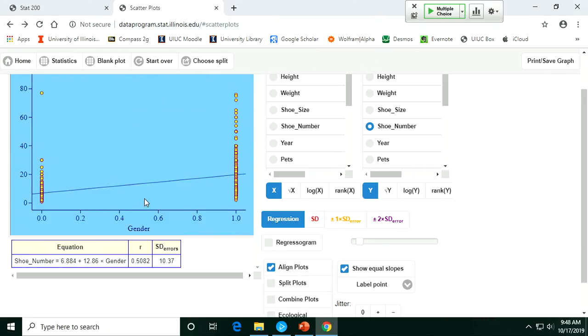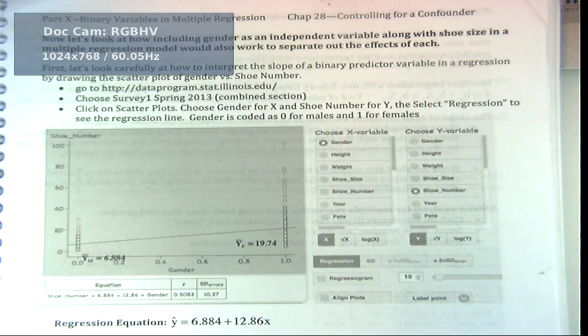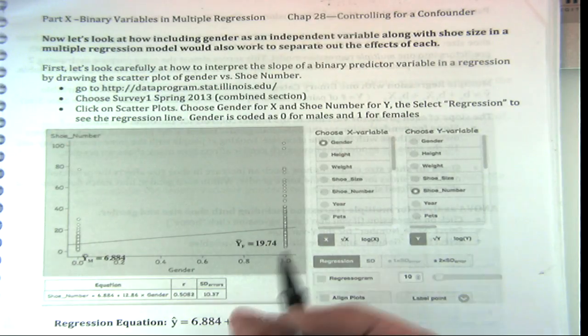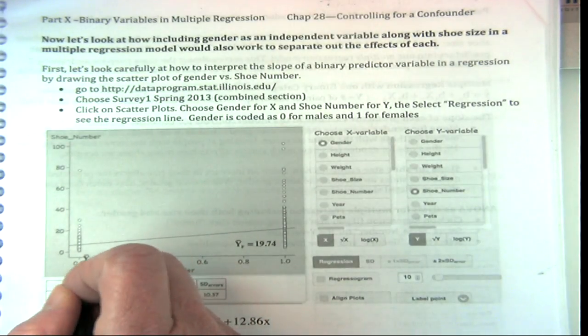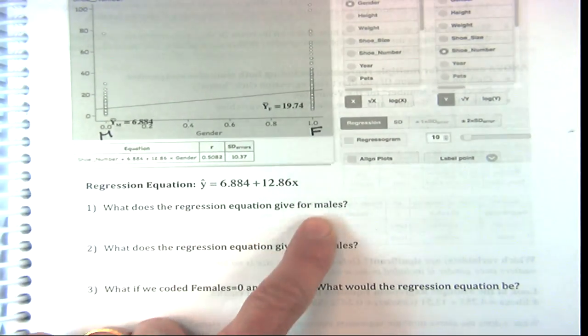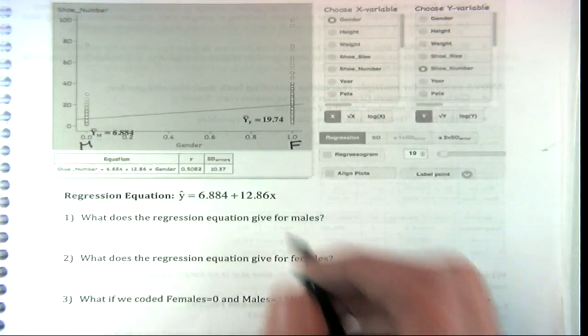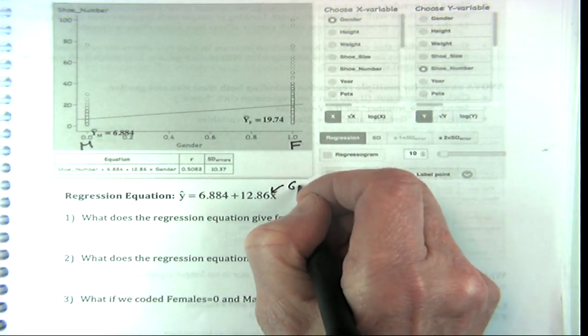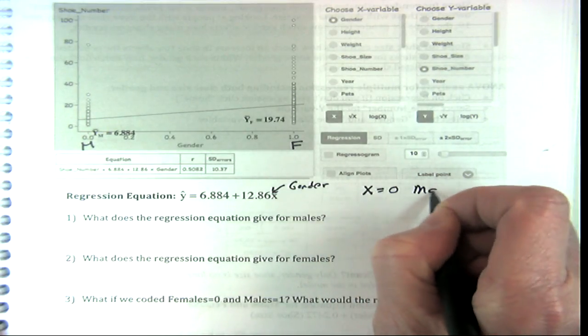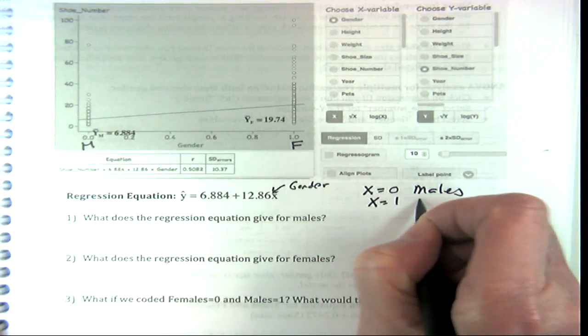And now that you understand that, let's go back to our document camera. Okay, so any questions on this? Good. All right, so let's look at this. And what are we doing here? All right, so this is the males coded as 0, and this is the females coded as 1. And here's our regression equation right here. So what does the regression equation give for males? Well, this right here is gender. And we coded it as x equals 0 for males and x equals 1 for females.